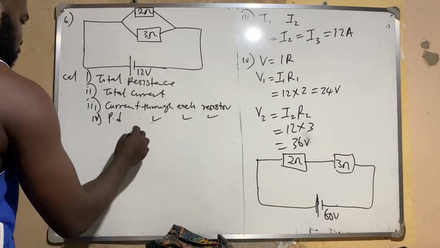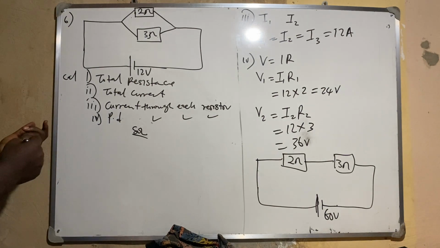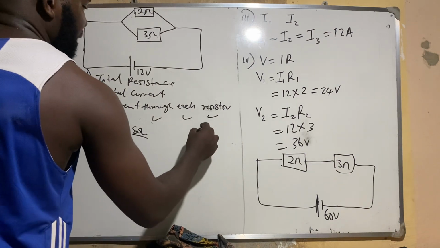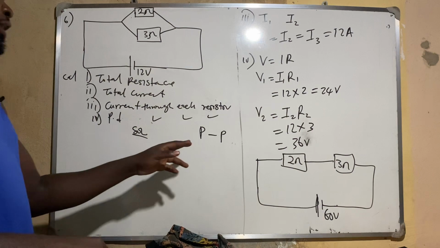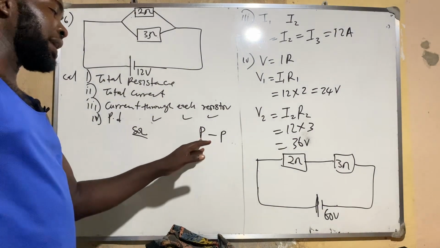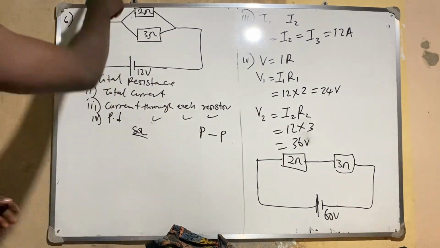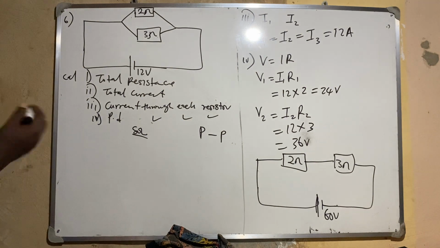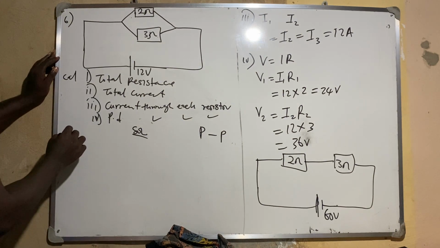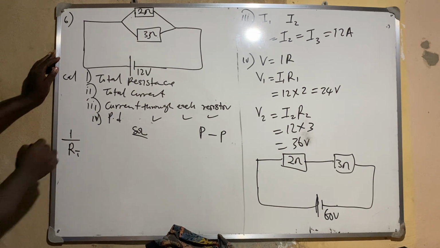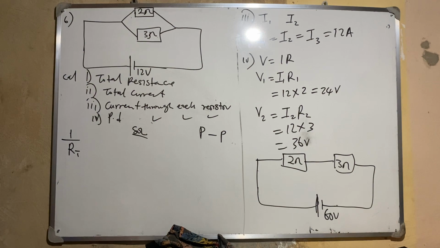Okay, solution. Whenever something is arranged either in parallel or series, the first thing that should come to your mind is P to P. P to P means that the potential difference across a parallel circuit is the same. This thing is parallel, so the potential differences there are the same. For the one in parallel, I have 1 over R. I want to get the total resistance, sorry.